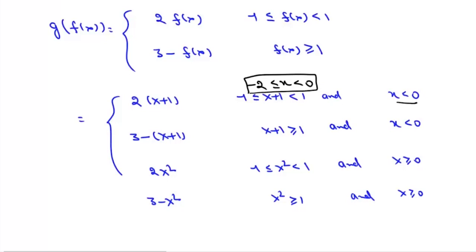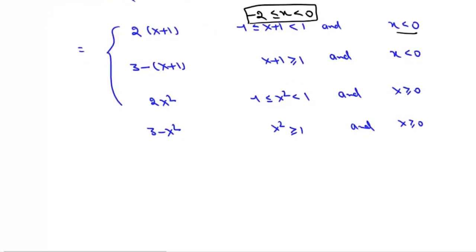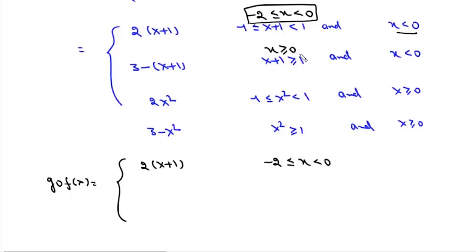So g of f(x) will be 2x plus 1 when x lies between minus 2 and 0. Now if you look at the second condition, here the condition is x is greater than or equal to 0, and here x is less than 0. There is nothing common between the two intervals, so this is not possible.